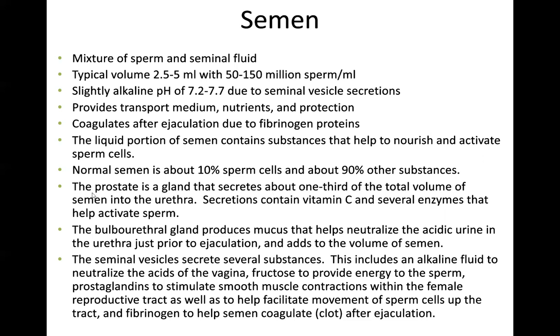That includes stuff coming from the prostate gland, which secretes about 1/3 of the total volume of semen in the urethra. There are secretions with vitamin C and several enzymes that help activate the sperm. Bulbourethral glands produce mucus that neutralizes acidic urine in the urethra just prior to ejaculation, and adds a little volume to semen. And then the seminal vesicles secrete several substances, which include alkaline fluid, neutralizing acid of the vagina, fructose, which provides good energy to the sperm, prostaglandins that help stimulate smooth muscle contractions within the female reproductive tract, as well as facilitate the movement of sperm cells up the tract, and then fibrinogen, which helps to coagulate or clot the semen after ejaculation.